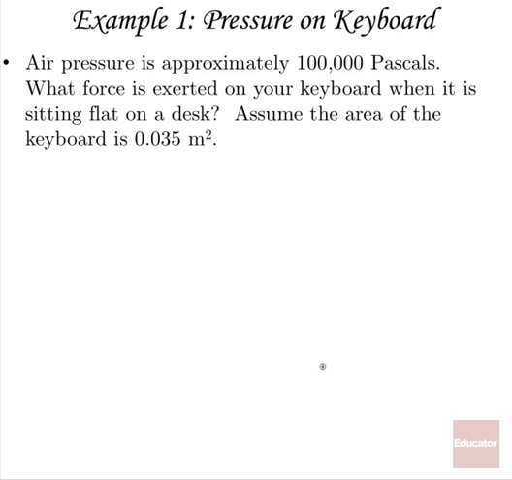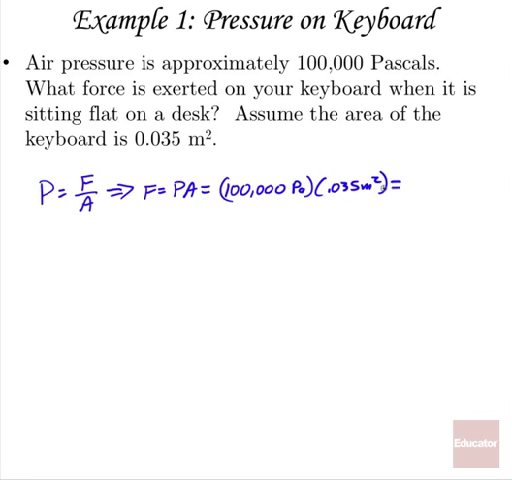Let's take a look at our first example, pressure on a keyboard. Air pressure is approximately 100,000 pascals. What force is exerted on your keyboard when it is sitting flat on a desk if the area of the keyboard is 0.035 square meters? Well, if pressure is force divided by area, then force is pressure times area. If our pressure is about 100,000 pascals times our area of 0.035 square meters, that will give us a force of about 3,500 newtons.